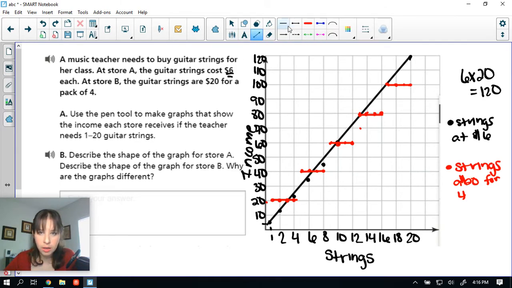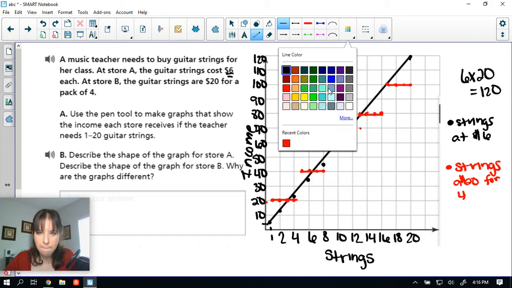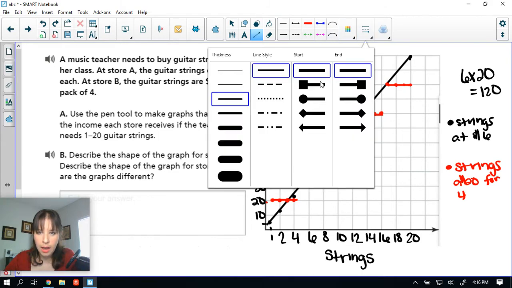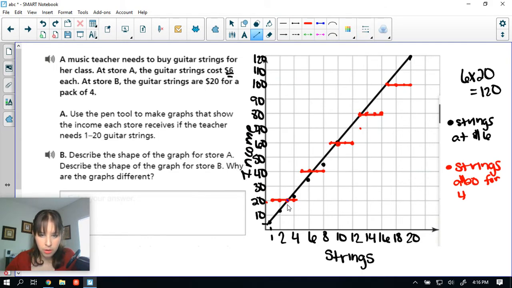Let's see. Let's get this guy in blue. And I'm going to make him dotted. So here, well, actually, this is when they're the same price. So when it's $4, for guitar strings, it's cheaper to buy it. When it's at 7 guitar strings, it's actually cheaper to buy. 11 guitar strings, 14 guitar strings, and then 18 guitar strings.